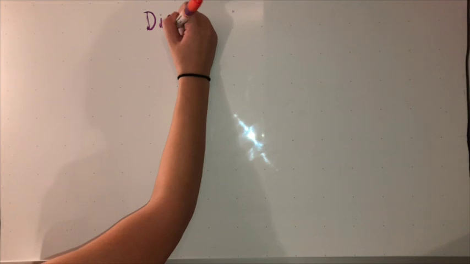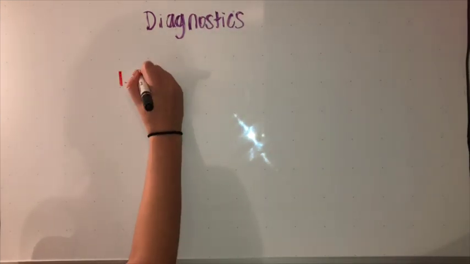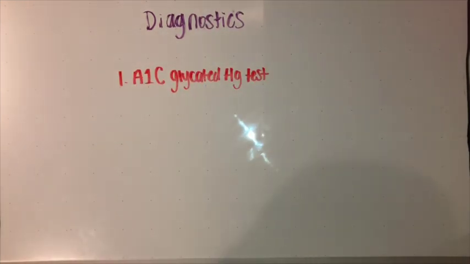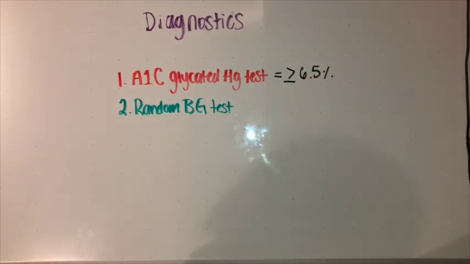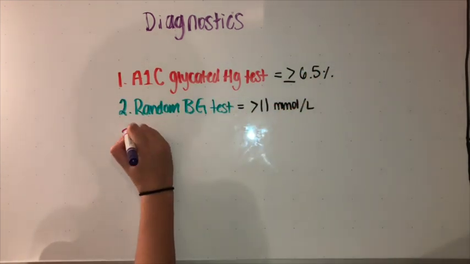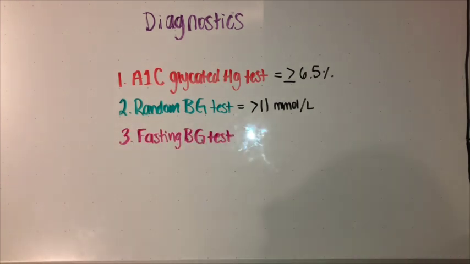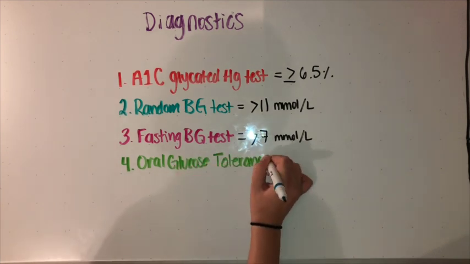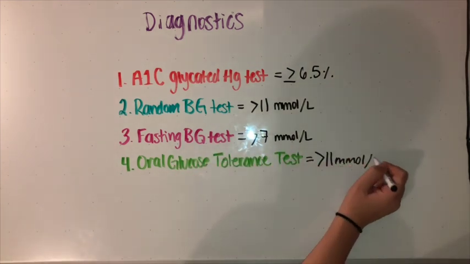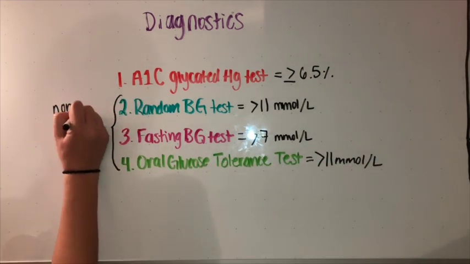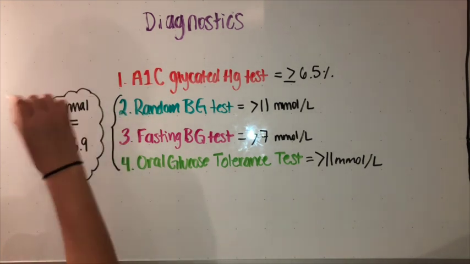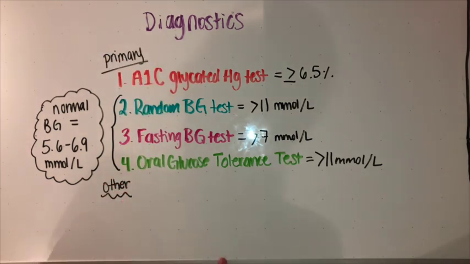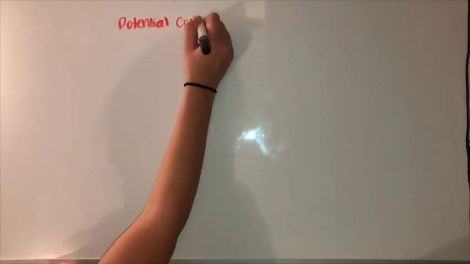So, diagnostic tests. You have your A1C glucose hemoglobin test. You have your random blood glucose test. You have your fasting glucose test, and you have your oral glucose tolerance test. These values on the side are what would be considered the diagnostic norm, but as you can see on the side, that normal is actually quite lower than those lab values.